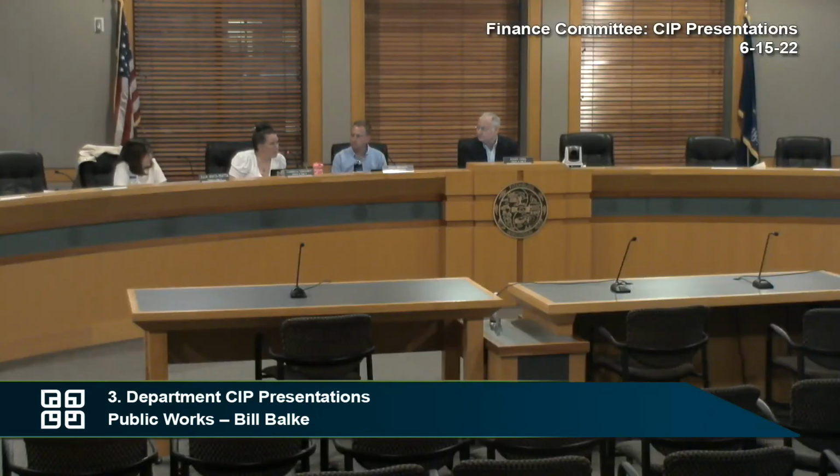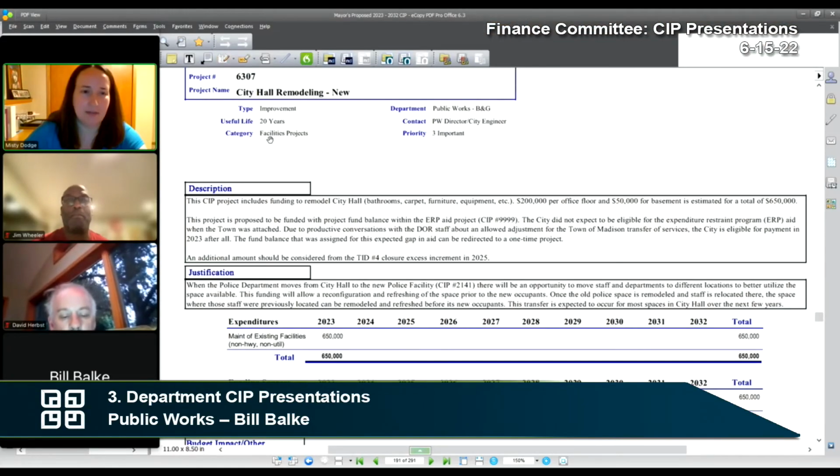So how does that work? Does it go into a fund that will be used when we get to the point where we're remodeling it? Exactly. Each one of these CIP projects is set up as a separate section in the accounting record. So yeah, the funding would be there, and then you would see it carried over each year until the money was actually used.